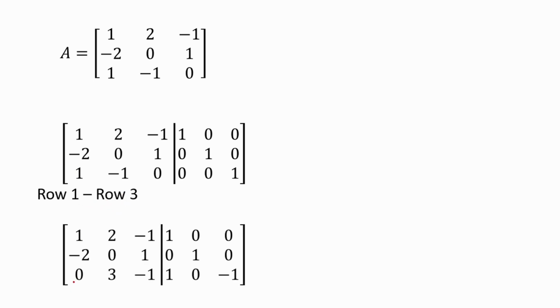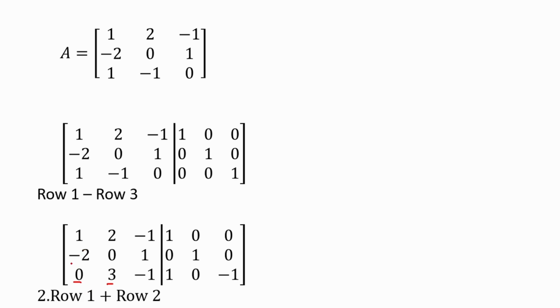1 minus 1 is 0. 2 minus negative 1 is 3. Minus 1 minus 0 is minus 1, and this one 1 minus 1 is still 1, this one 0 still 0, 1, 0 minus 1 minus 1.